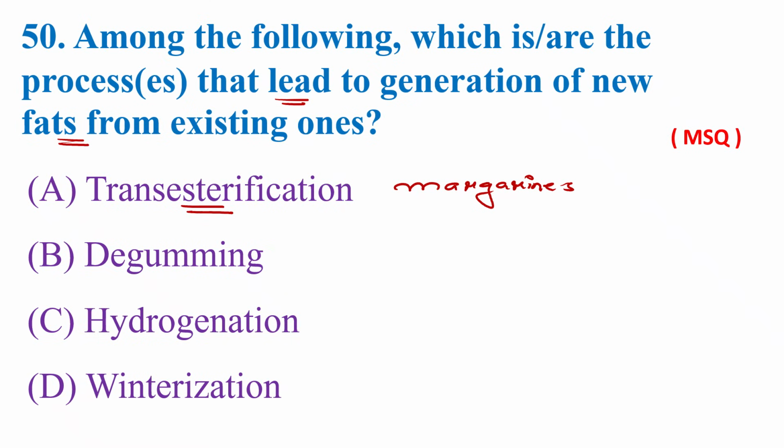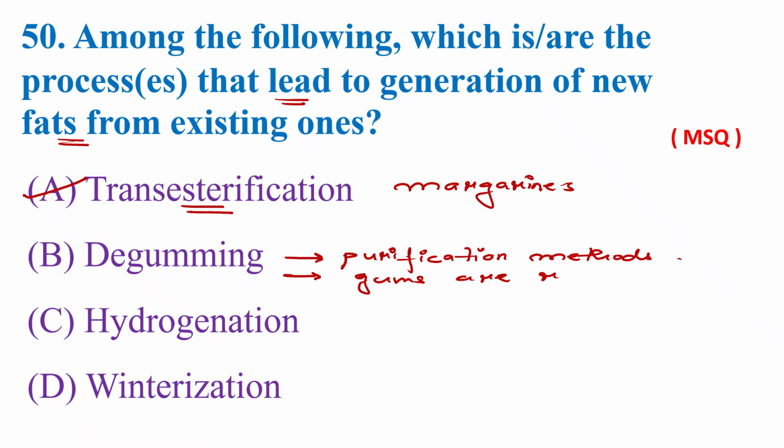Next, degumming. Degumming, we know, is a process of removal of phosphatides or gums from the crude oil. So we can say basically it is a purification method. Here gums are removed from the crude oil. So no new fat has been created over here.